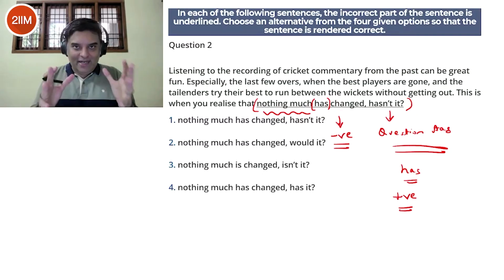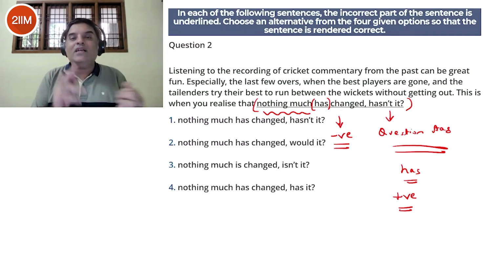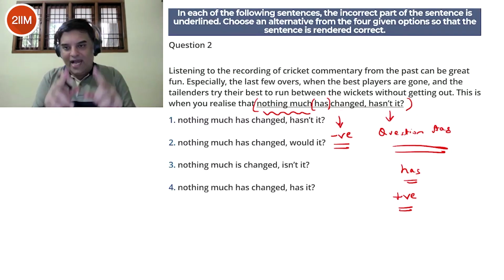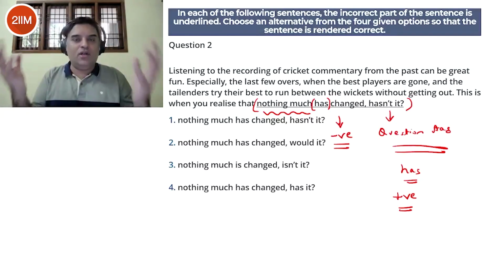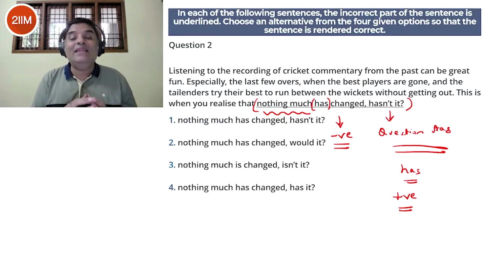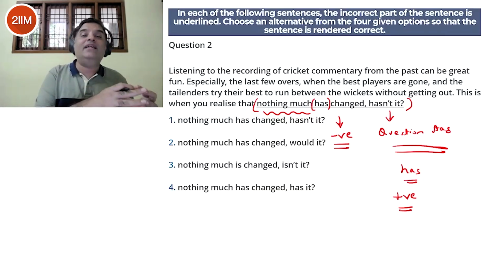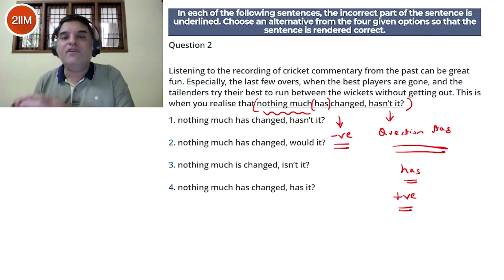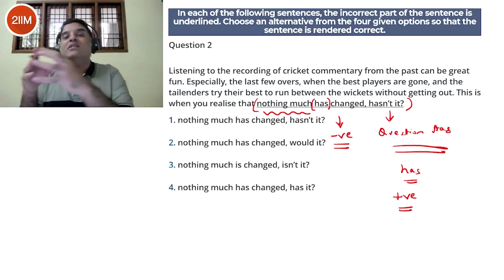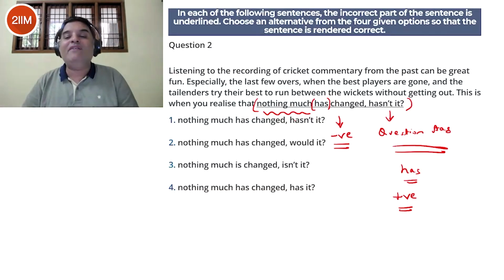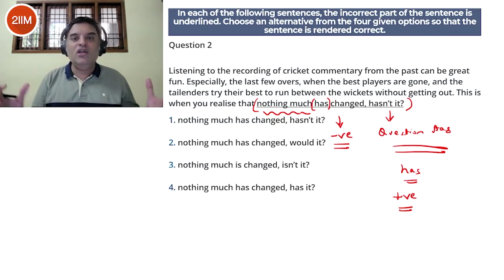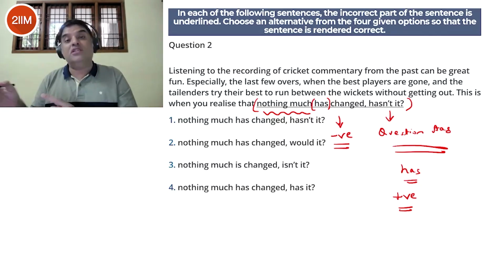Okay, so now again, I'm just repeating this. Remember this, you'll have to remember these as rules. The question tag should match the auxiliary verb, so it has to be has or hasn't, or a variation of has. And then if the phrase is negative, the question tag should be positive. If the phrase is positive, the question tag should be negative. Here we have a negative phrase because of nothing much, so the question tag has to be positive.